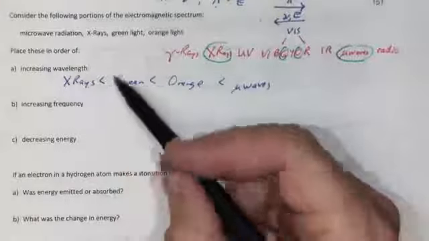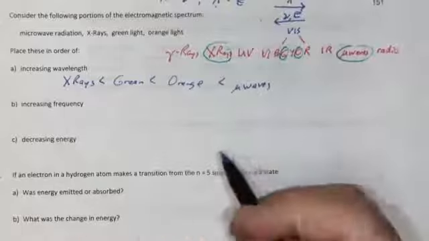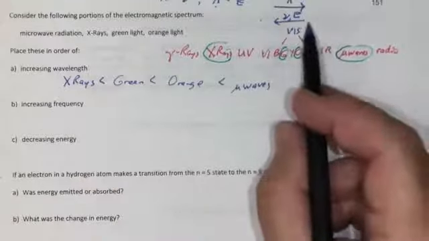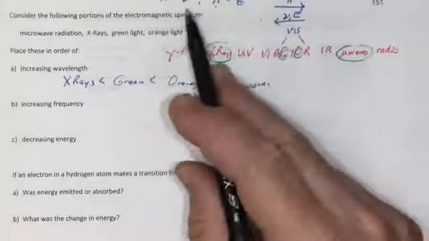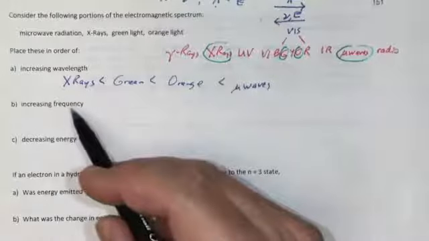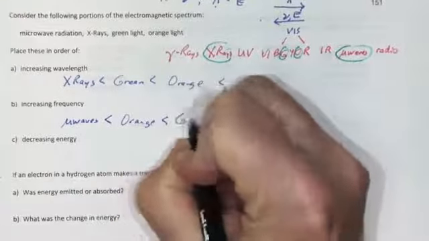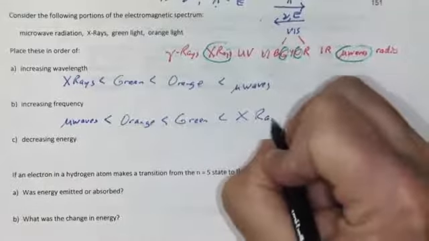So we could ask in order of increasing wavelength or decreasing wavelength, which would be the opposite. We could ask in order of increasing frequency. Now frequency increases from right to left. Here's frequency increases. It's inversely proportional to wavelength. So in order of increasing frequency, the lowest frequency would be microwaves. Microwaves are lower in frequency than orange light, which is lower in frequency than green light, which is lower in frequency than X-rays. So it could be asked this way.